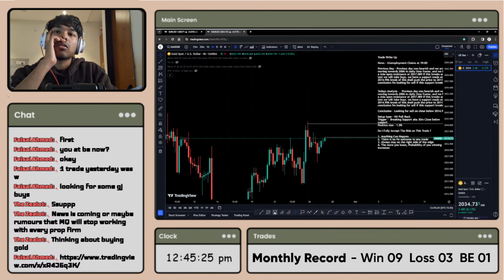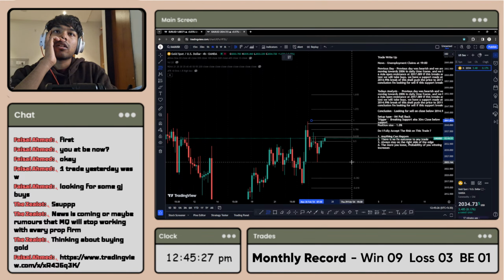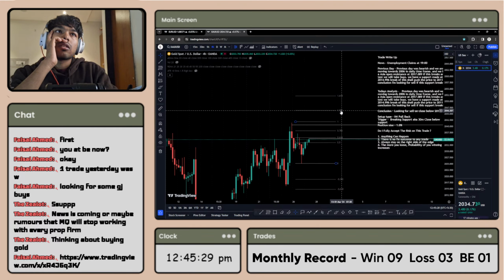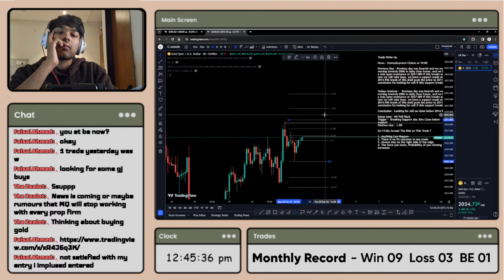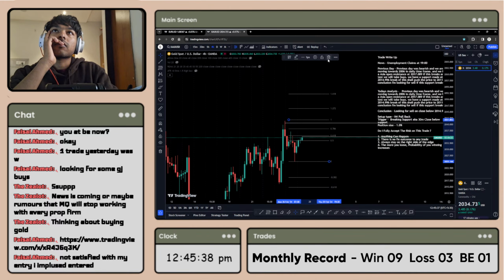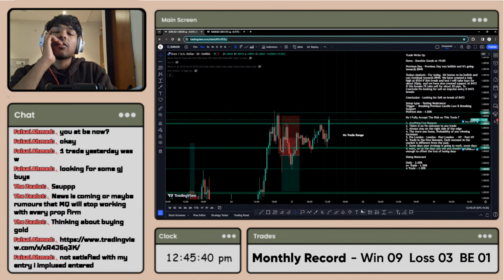And if you are swinging, then you can easily target this area right here, which is 2046. I think this is a really great area to take a buy. Okay, let's just see. Faisal has sent us a chart and let's see what it says.